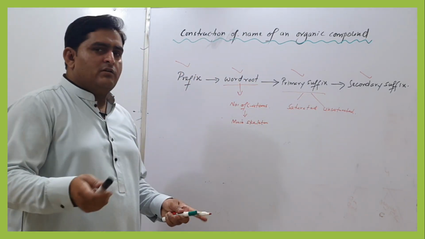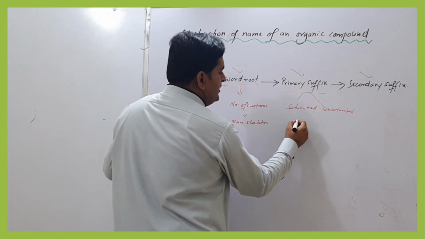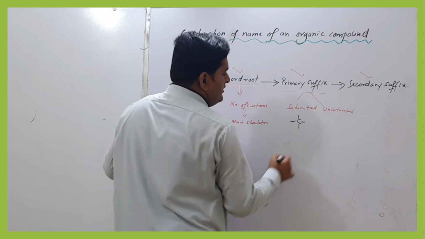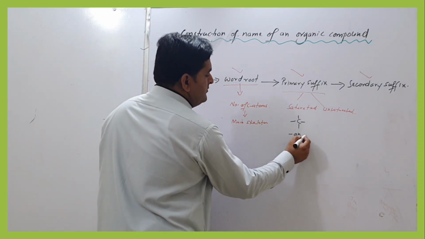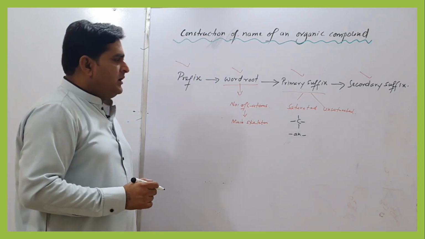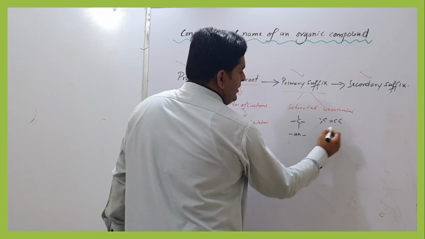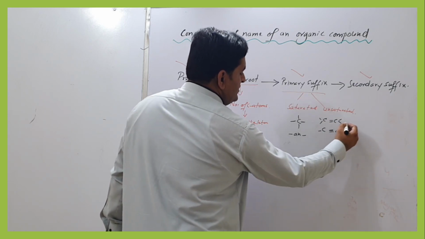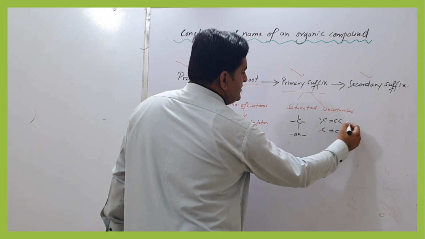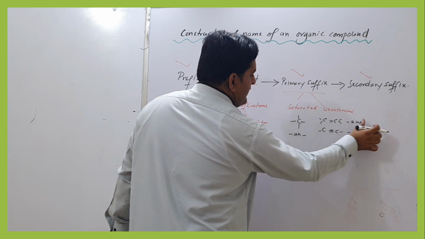How do we recognize whether the compound is saturated or unsaturated? If only single bonds are there, the compound is saturated, and the primary suffix will be "ane". If there is a double bond or a triple bond, then in case of a double bond the primary suffix will be "ene", and for a triple bond, "yne".